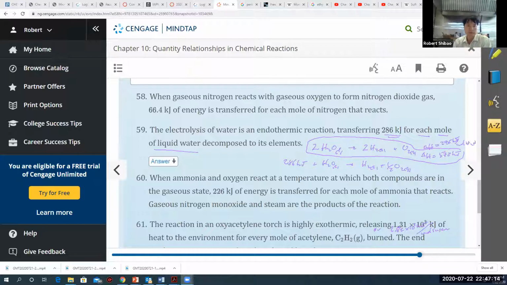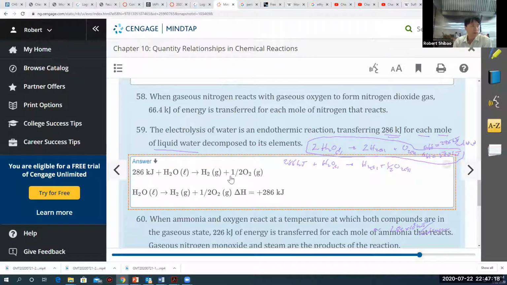Let's see what the book did. So the book cut it in half, do you see? So 286, you can add that there. It also cut this in half. So this delta H, you see they didn't write it kilojoules per mole. This delta H is for the reaction as written. The reaction as written is for 1 mole of water, 1 mole of hydrogen, half a mole of O2.